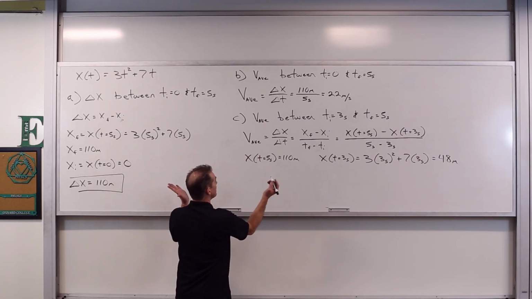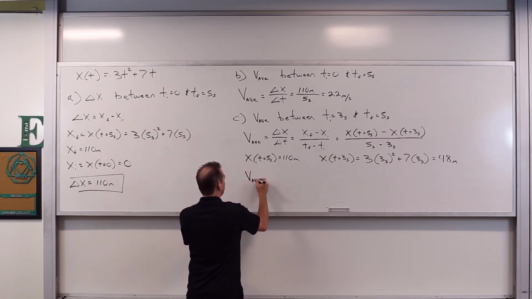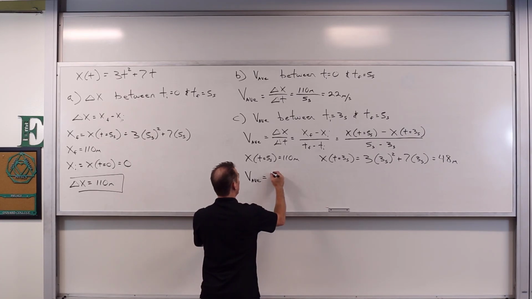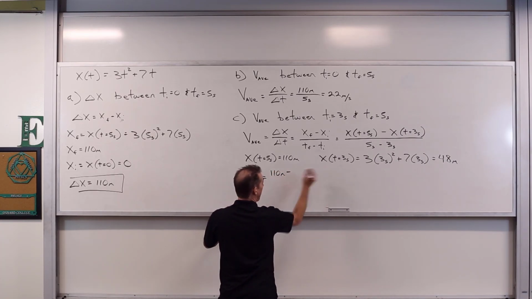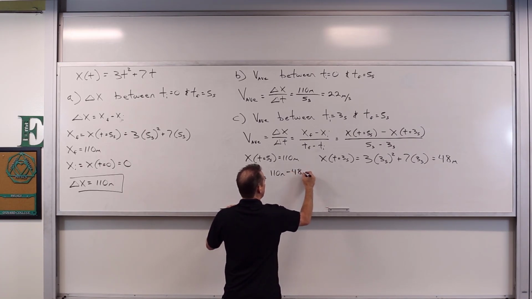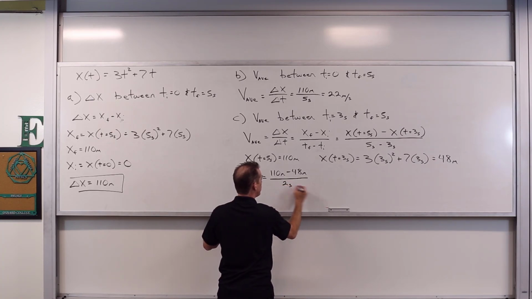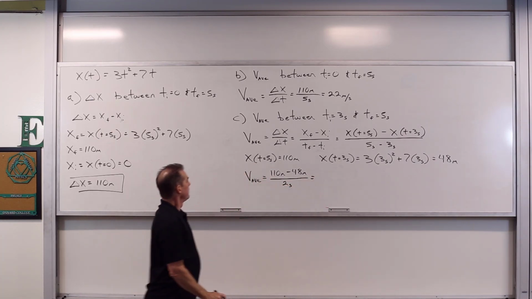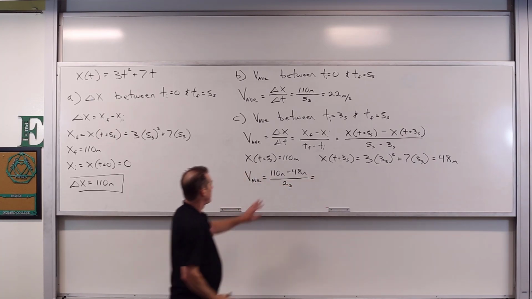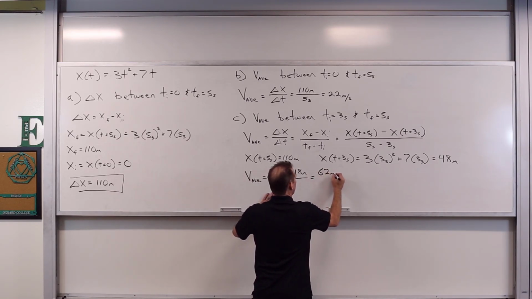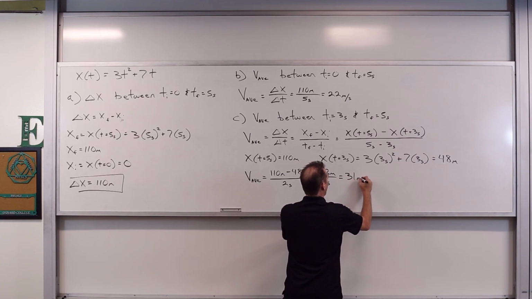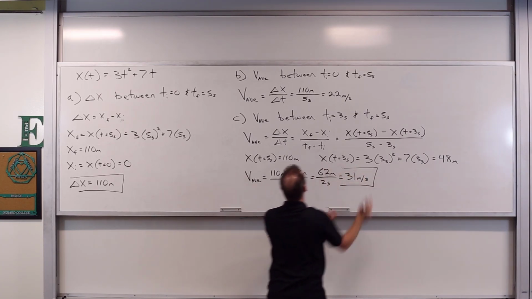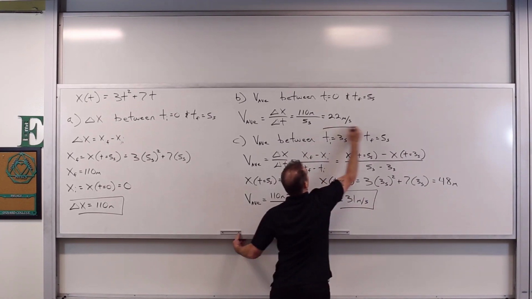So now we've got the average. It's going to be equal to 110 meters final minus 48 meters initial divided by the time interval of 2 seconds. So what do we got there? 62 divided by 2. 62 meters divided by 2 seconds is equal to 31 meters per second. And I should box this one too.